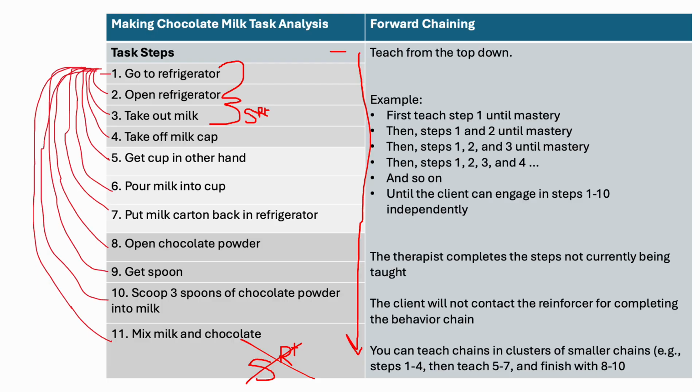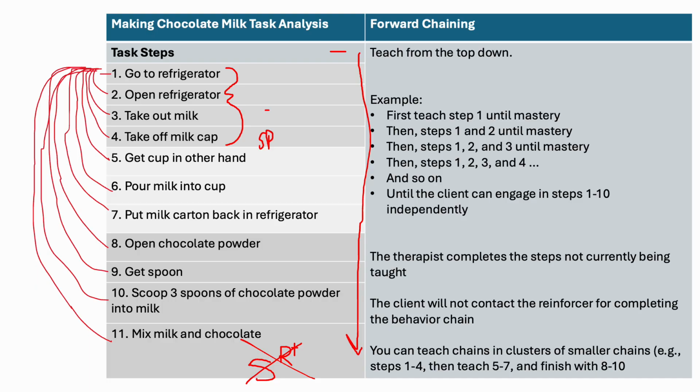Okay, let me erase this. Okay, and then now let's say we're targeting step 4, right? Let's say that we've achieved mastery of steps 1 through 3. Now we're going to target steps 1 through 4, okay? And once they are doing that, then we'll deliver reinforcement here, okay?